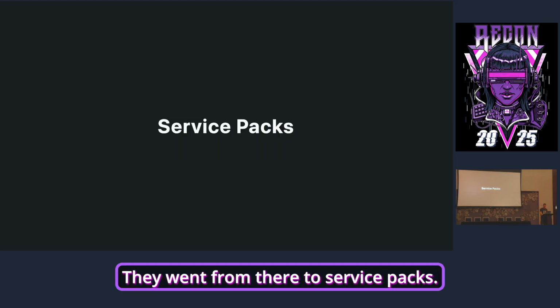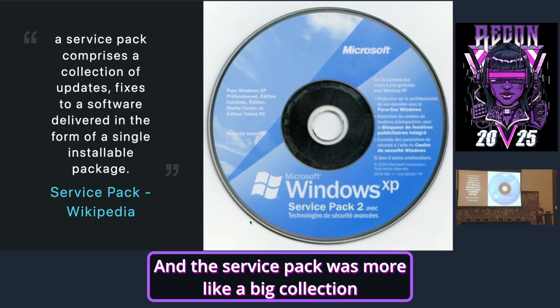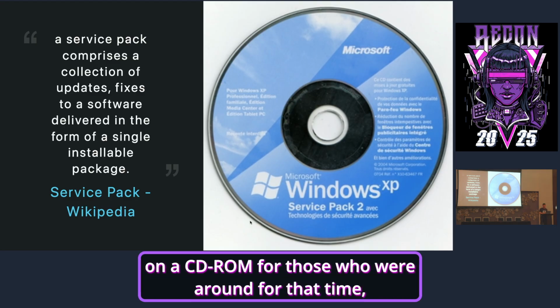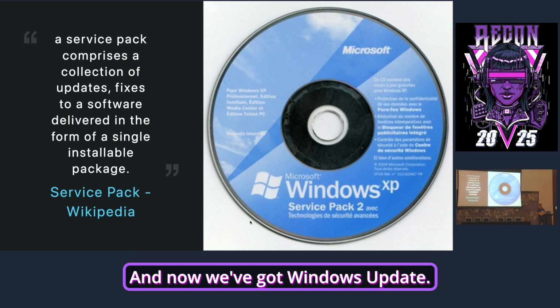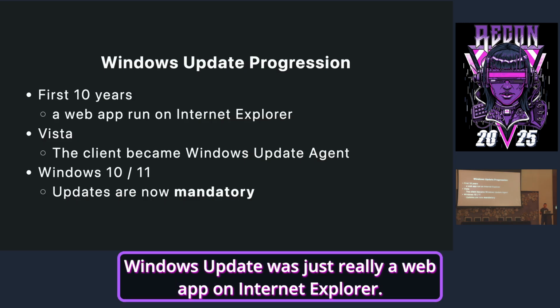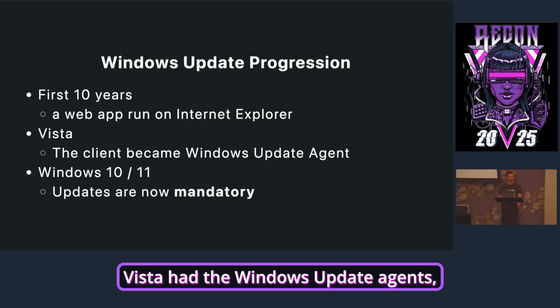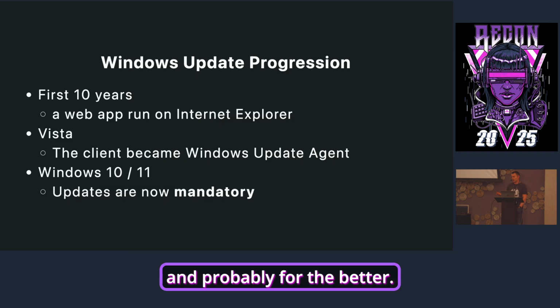They went from there to service packs. And the service pack was more like a big collection of all the updates they would distribute to you on a CD-ROM for those who were around for that time. This is me. And now we got Windows Update. For the first 10 years, Windows Update was just really a web app on Internet Explorer. Vista had the Windows Update agent, and then Windows 10 and 11 have now made updates mandatory, and probably for the better.